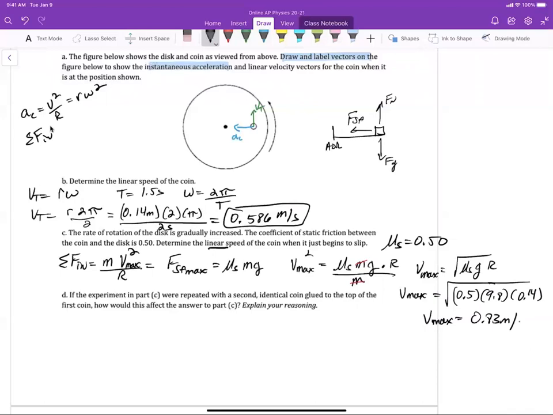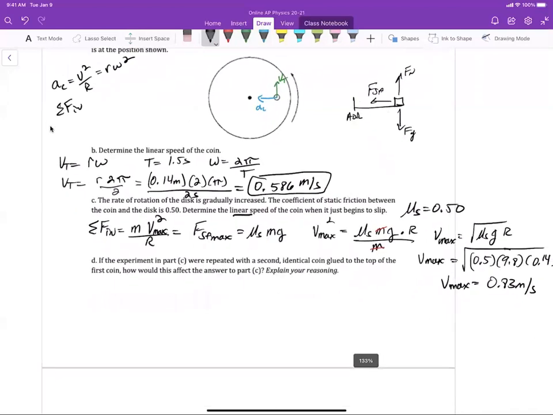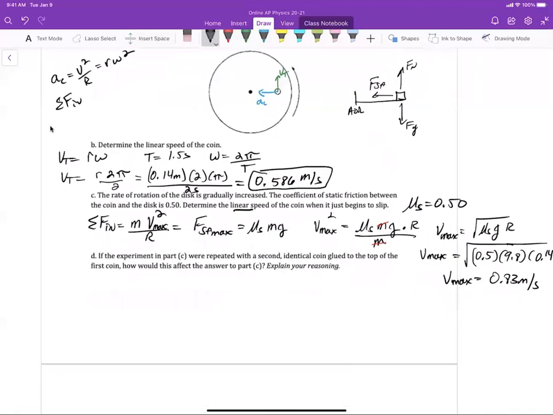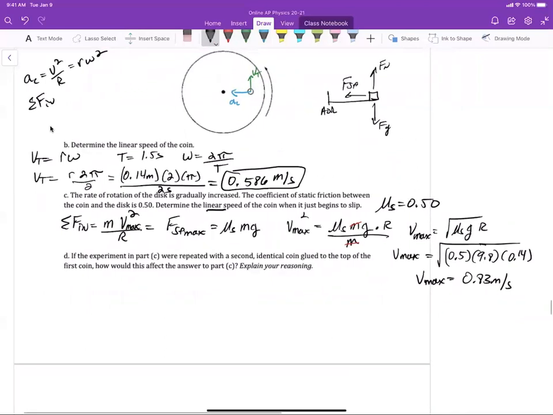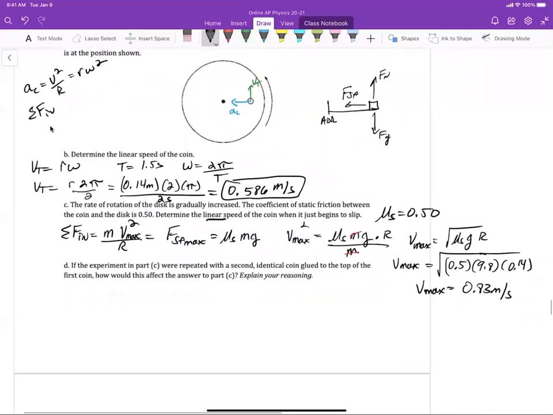0.83 meters per second. All right, if the experiment in part C were repeated with the second identical coin glued to the top of the first coin, how would this affect your answer? This is when using your equations without numbers makes your life easier.